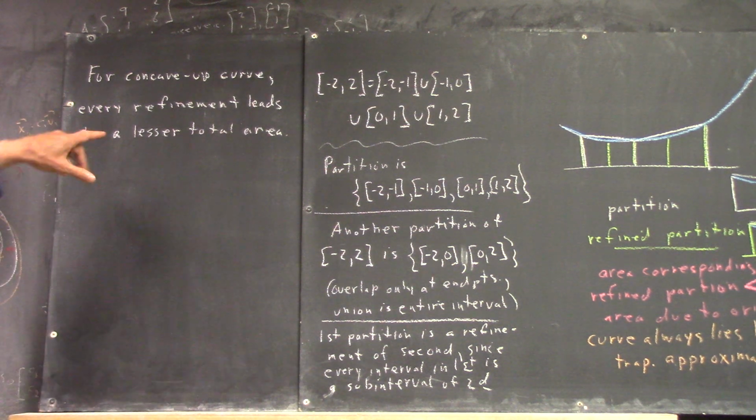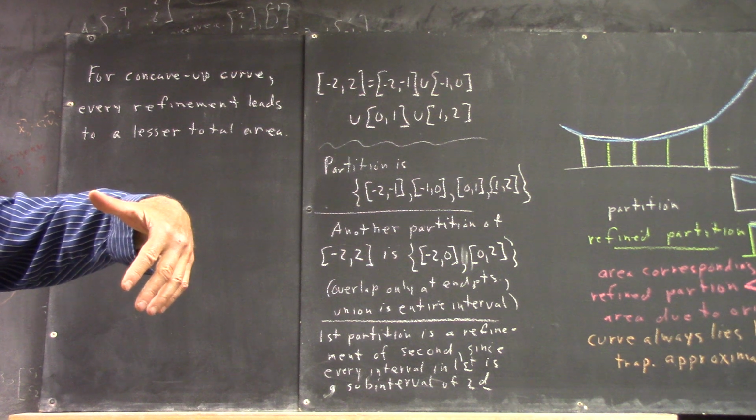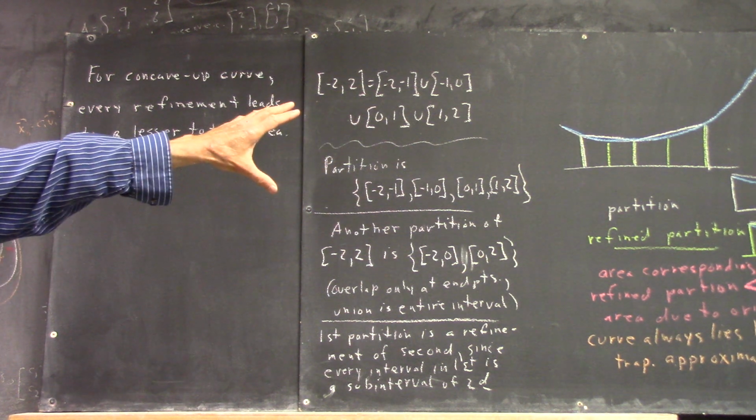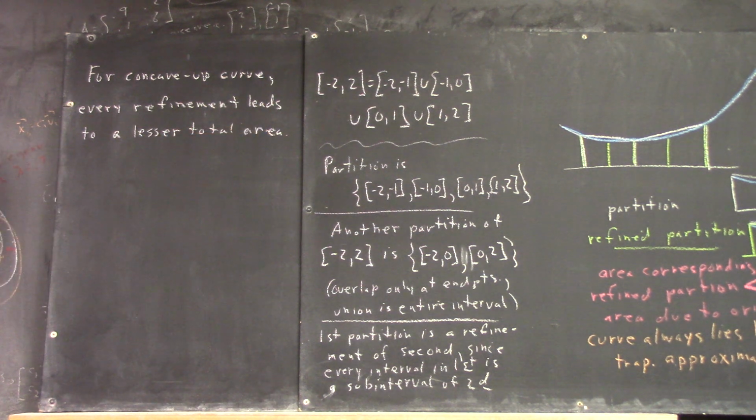For concave up curve, every refinement leads to a lesser total area, right? We see that pretty clearly? Okay, those pictures kind of show it.